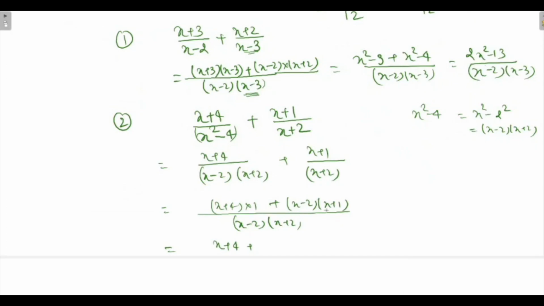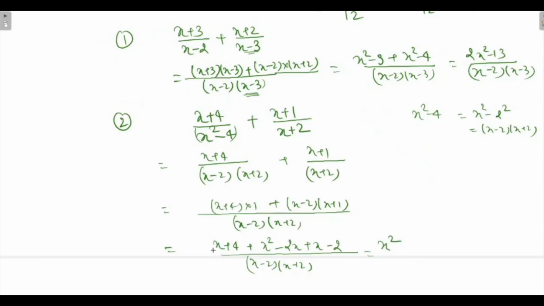So first I'll multiply with x. So x into x is x square. Then minus 2 into x will be minus 2x. Then 1 into x will be x. And 1 into minus 2 will be minus 2. And the denominator would be x minus 2 into x plus 2. Now I try to rearrange this, so x square, the highest power, I put first, so x square in the beginning.